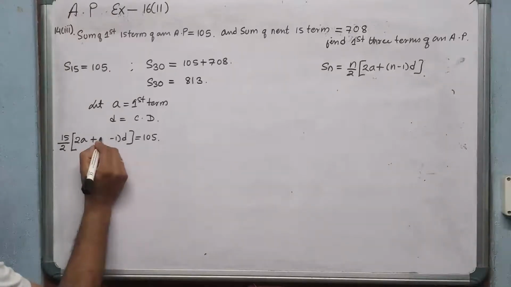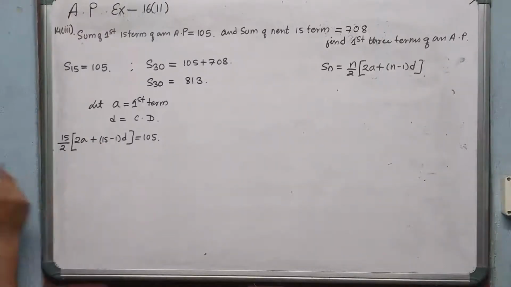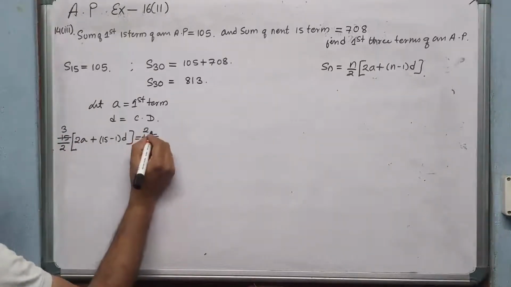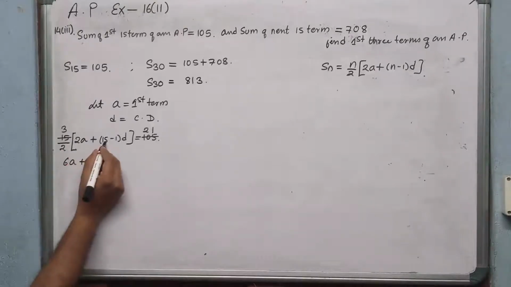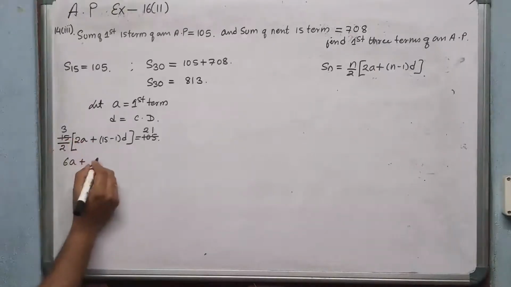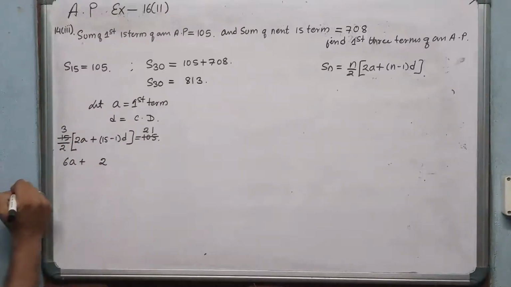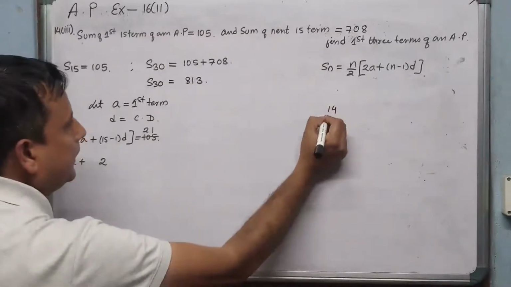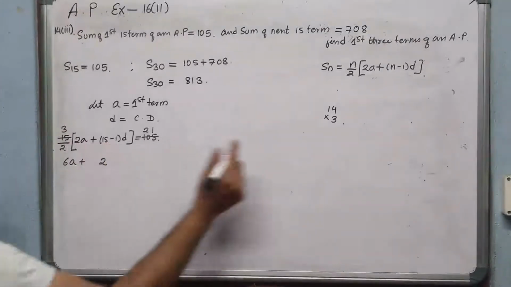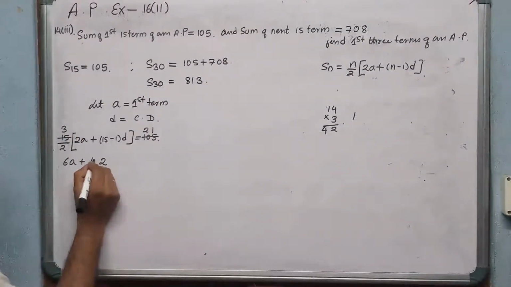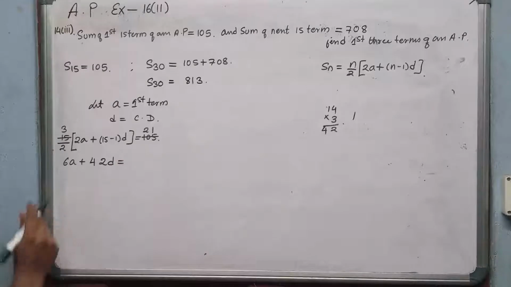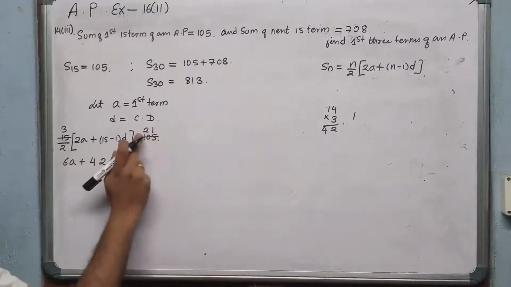Over here, n is also 15, so 15 minus 1. Now, 5 3s are 15, 5 2s are 10, 5 1s are 5. Now I'll cross multiply these quantities and open this bracket. 6a plus 15 minus 1 is 14, 14 into 3: 4 3s are 12, 1, 3 1s are 3 plus 1, 4, 42. This 42d equals, cross multiply.